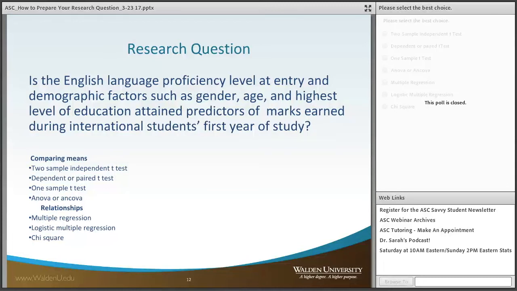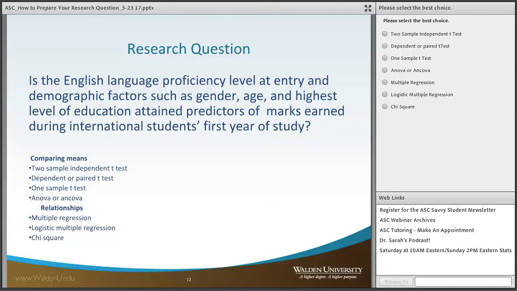Okay, is the English language proficiency level of entry and demographic factors such as gender, age, and highest level of education attained predictors of marks earned during international students' first year of study? So again, we're looking for a relationship. We are not comparing means. So we must look at the bottom three again.